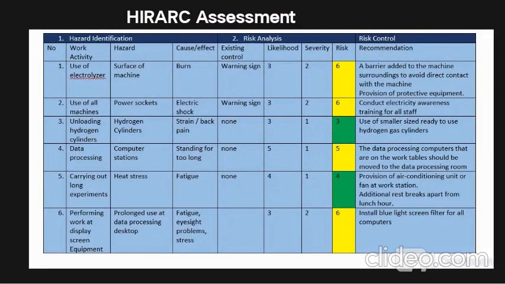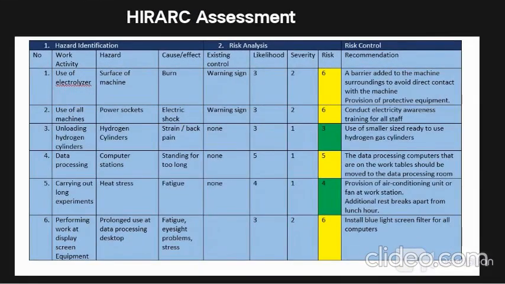For the first hazard, which is the surface of the machine, due to the use of the electrolyzer, the machine is made of stainless steel, so when it's in use, it usually becomes hot, and when you touch the surface with your bare hands, it burns the skin. For the existing control, we have a warning sign placed there, warning that it is going to be a hot surface while in use. For the recommendation, I wanted a barrier added to the machine surroundings to avoid direct contact with the machine when used, and then to use personal protective equipment.